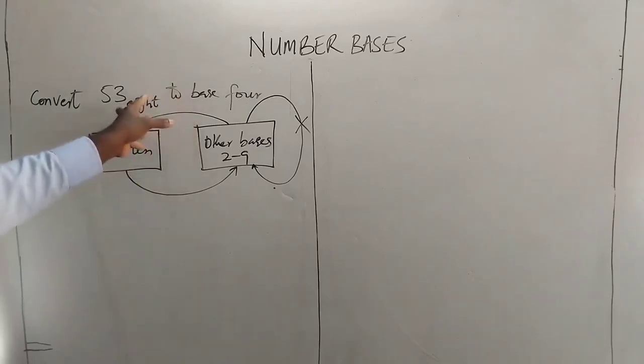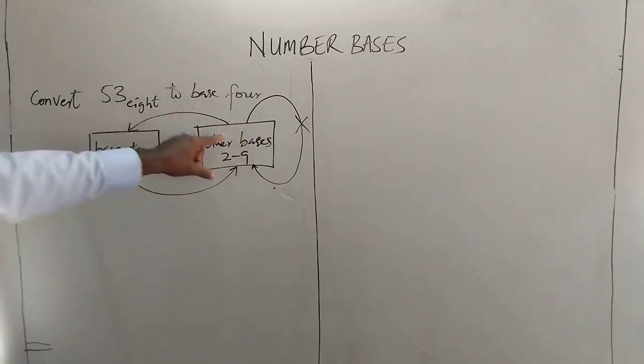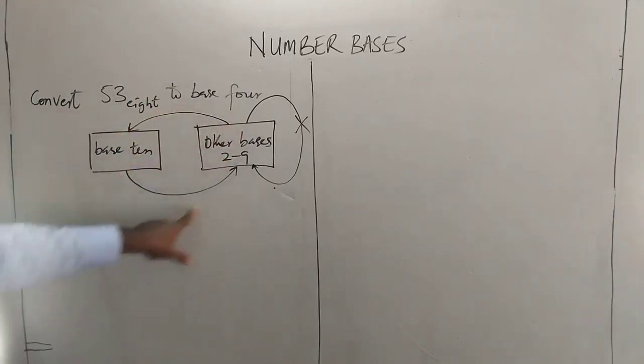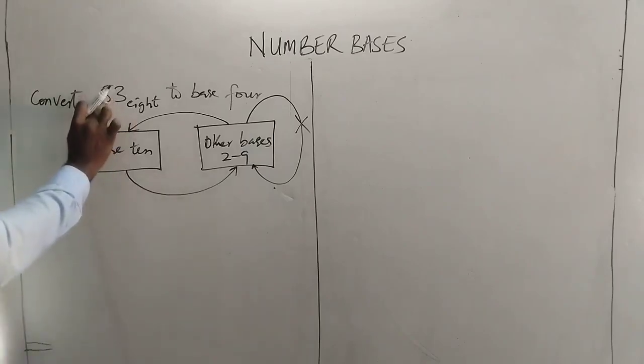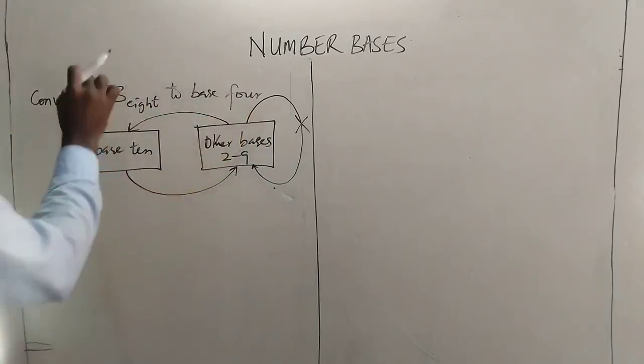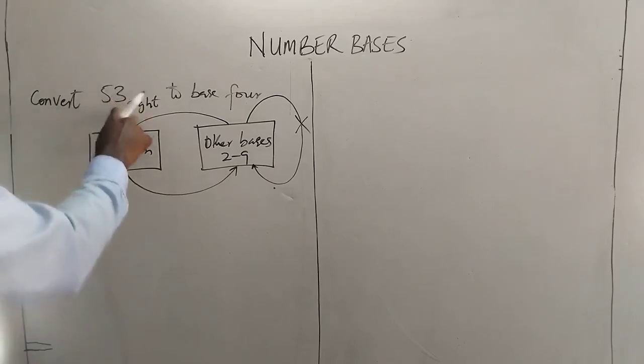So the correct procedure is from other bases, you go to base 10, then from base 10, you go back to other bases. What do I mean by that? Now, this 5, 3 base 8, you should convert it to base 4. First of all, convert 5, 3 base 8 to base 10.